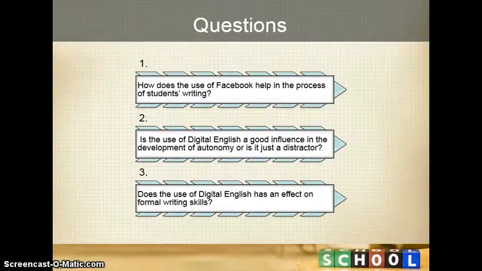From this problem, we have 3 questions. So, how does the use of Facebook help in the process of students writing? Is the use of digital English a good influence in the development of autonomy, or is it just a distractor? Does the use of digital English have an effect on formal writing skills?